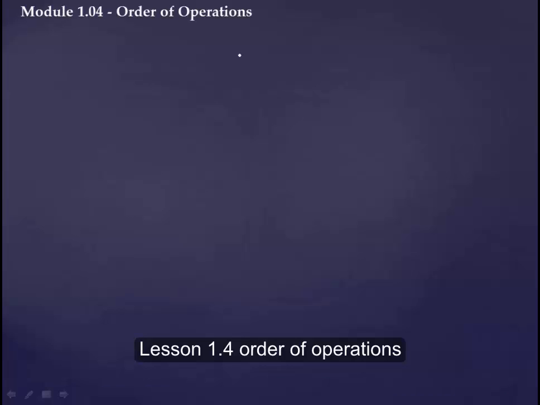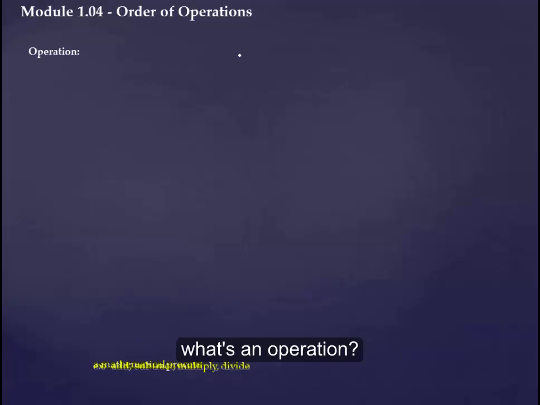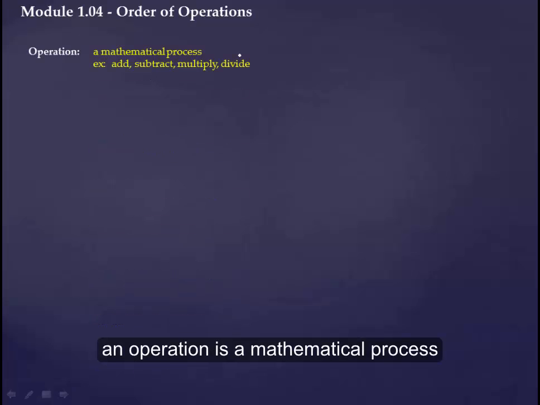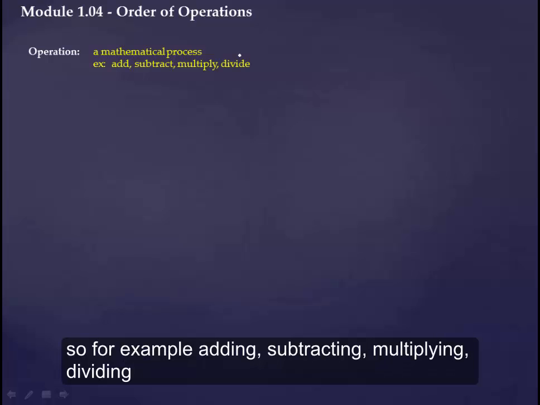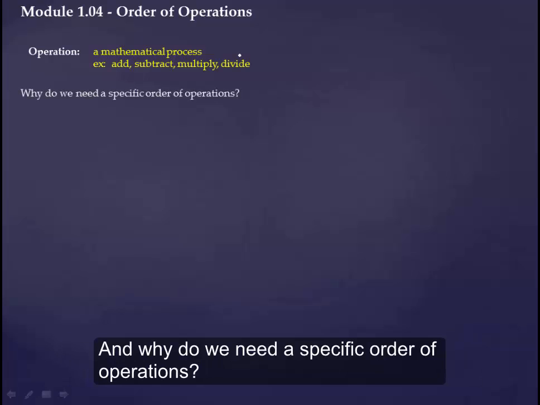Lesson 1.4, Order of Operations. What's an operation? An operation is a mathematical process. So, for example, adding, subtracting, multiplying, dividing. And why do we need a specific order of operations?